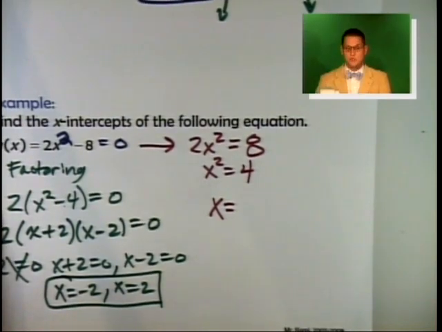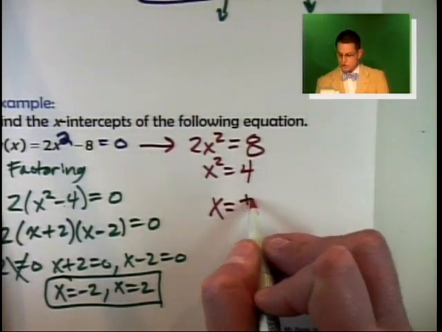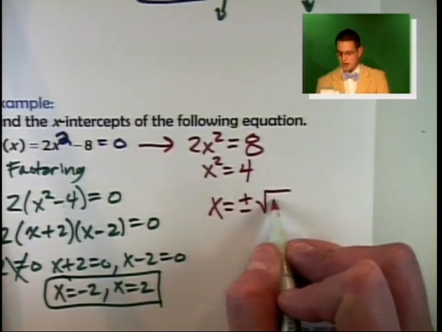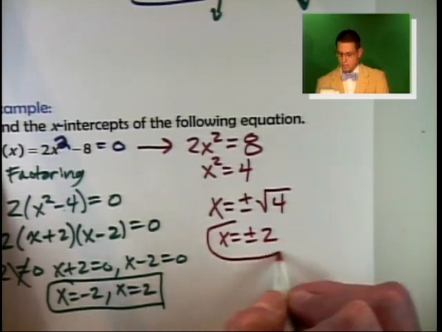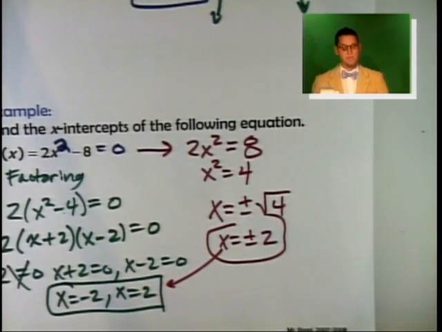Whenever you are extracting square roots and you're finding x's, you have to extract both the positive and the negative root, which in this case is going to be x equals plus or minus 2. And those are still the same two x-intercepts that we found over here.